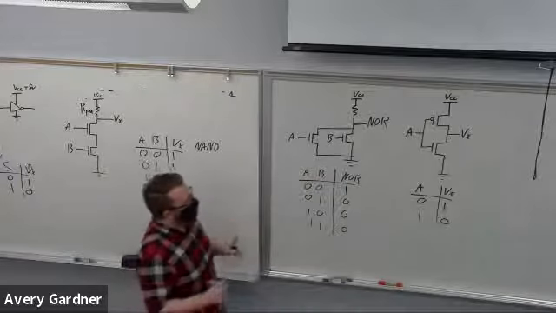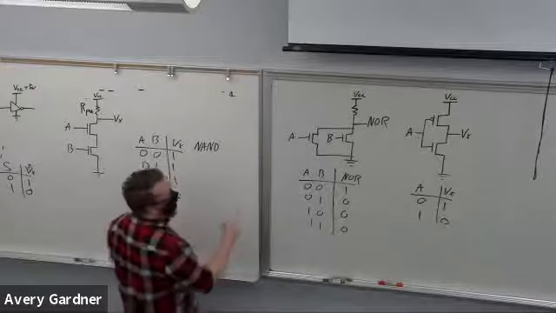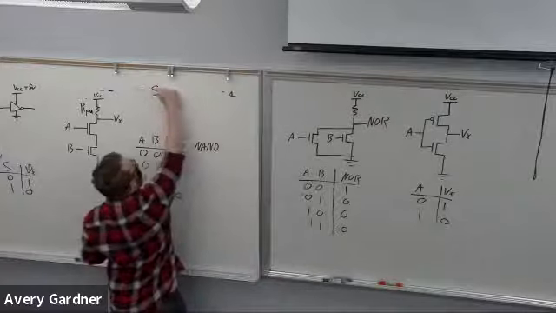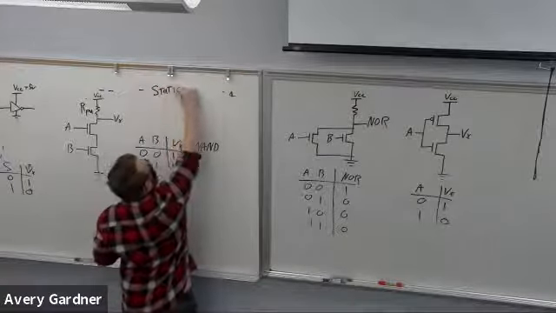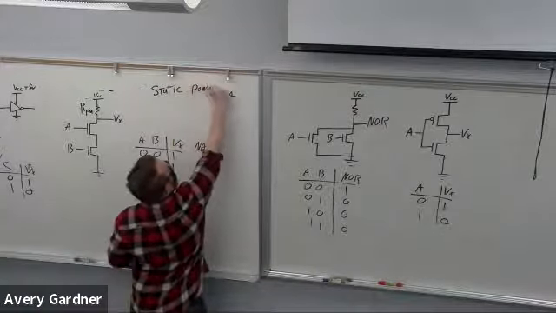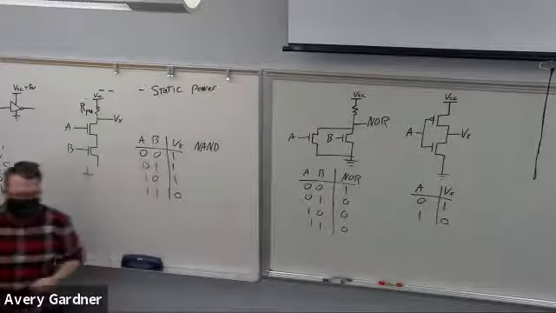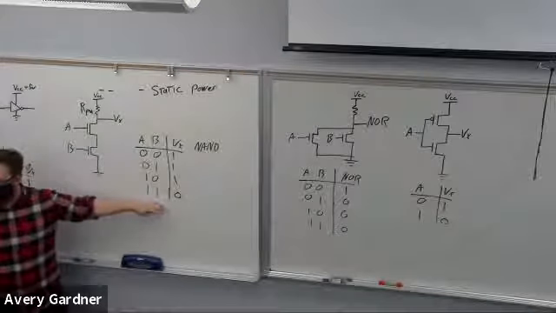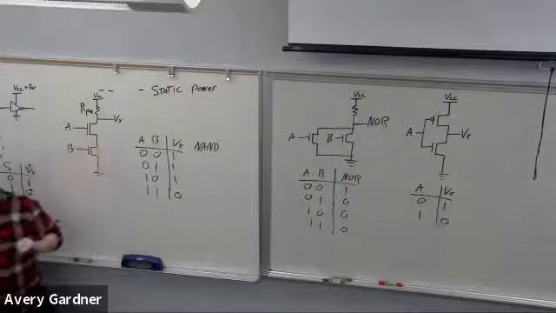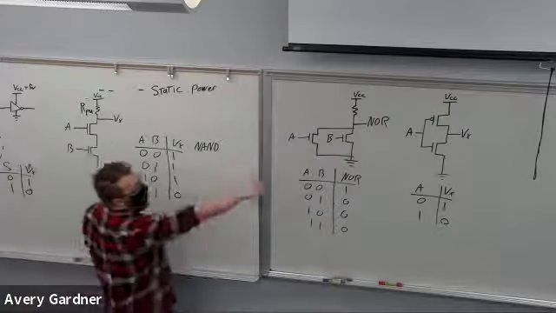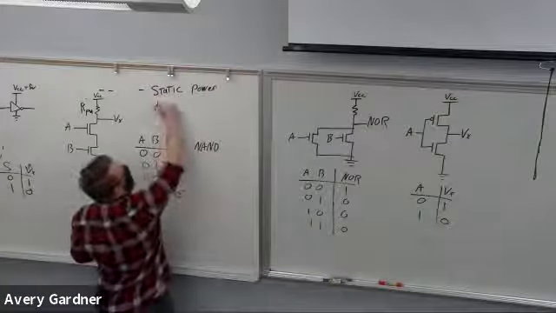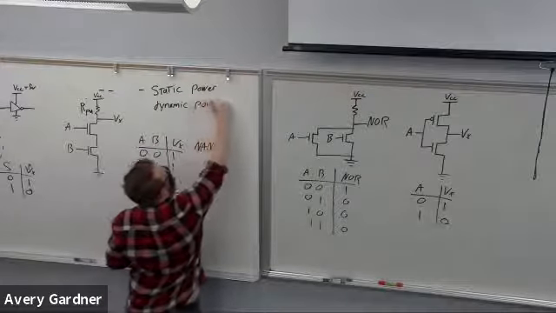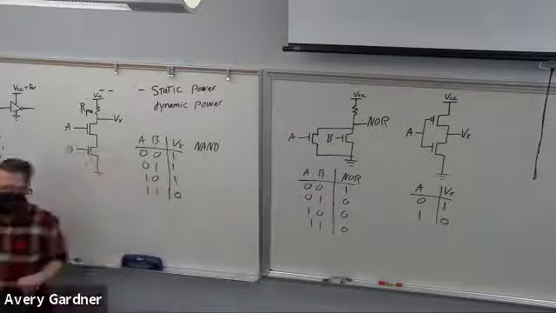So what we call that, if it's just sitting there and consuming power, is static power consumption. If it can use power without changing, as is the case with this circuit, that's static power consumption. If the power is only consumed when you switch from a 0 to 1, it's dynamic power consumption.